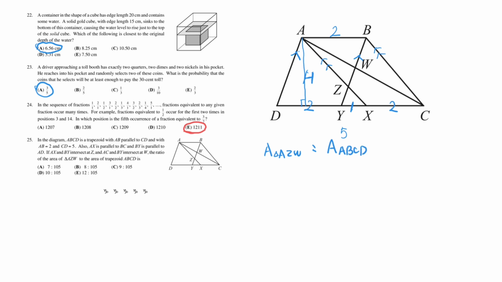So ABCD, that's the easy one. We use the trapezoid formula, base 1 plus base 2 times the height divided by 2. That's the trapezoid area. Base 1 is 2, base 2 is 5 (DC), times the height H, divided by 2. So the area of ABCD is 7/2 H.